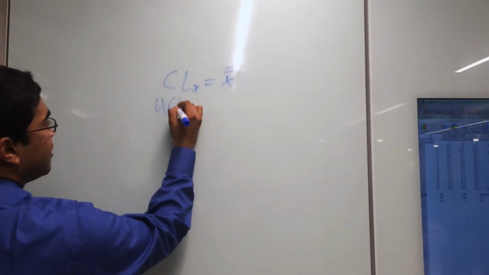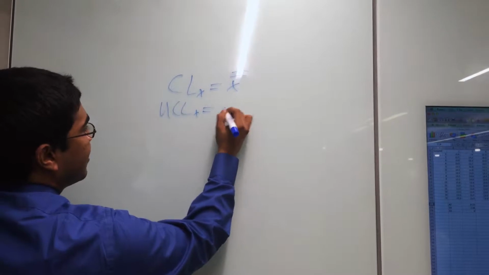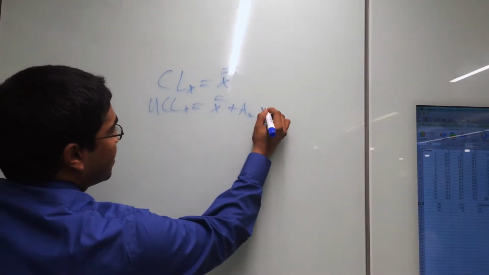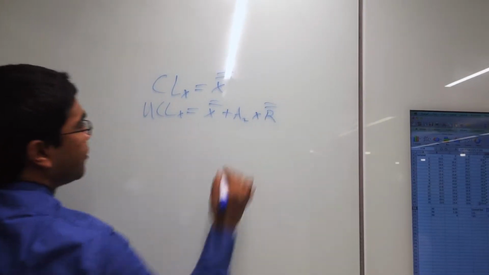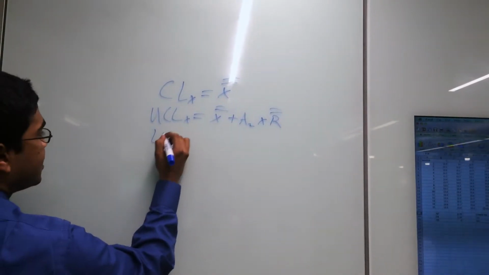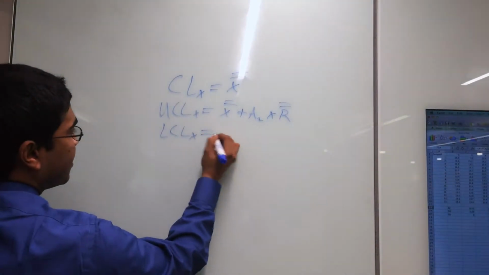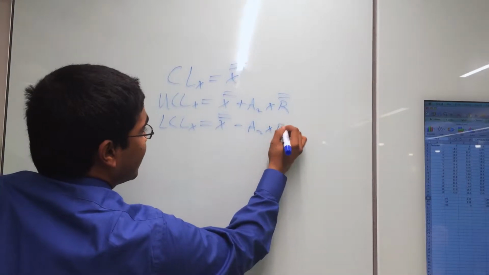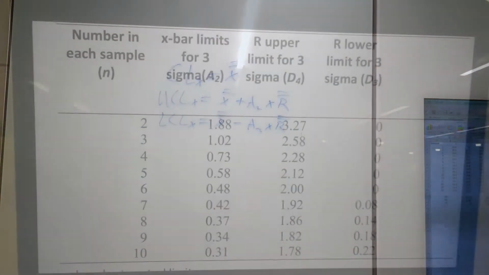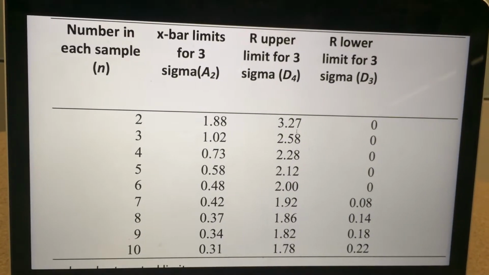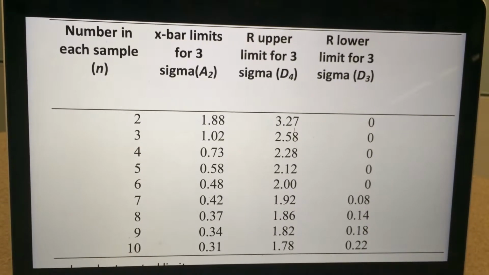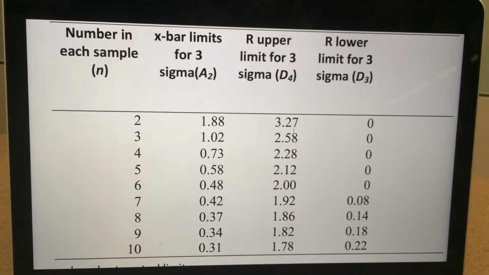The UCL of the X bar chart is the grand mean of the X's plus A2 times the range, the grand mean of all the ranges. The LCL, or the lower control limit of the X bar chart, is the grand mean of the X's minus A2 times the range. To get the A2, we have to use this chart, and since our sample size is 4, the A2 value is 0.73.